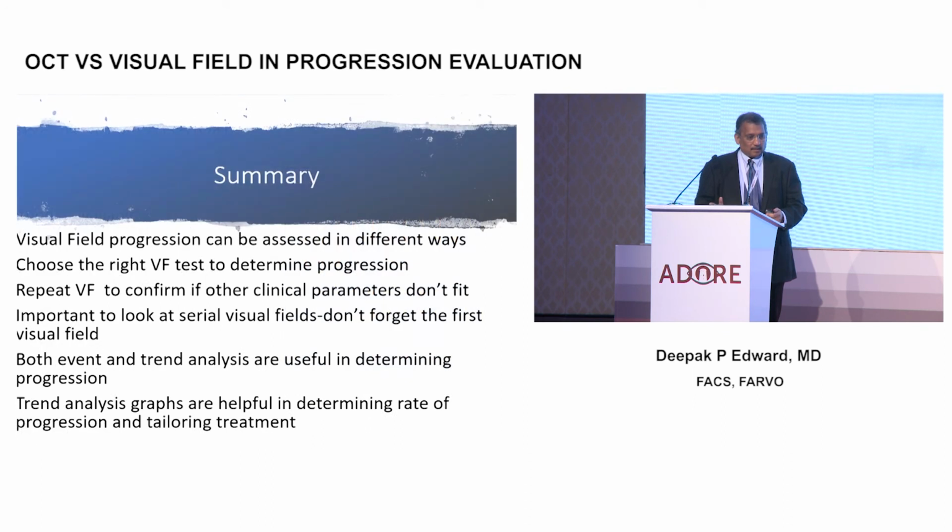So visual field progression can be assessed in different ways. We choose the right test to determine progression. Repeat to confirm, and it's important to look at serial fields. Don't forget the first visual field. Both event and trend analysis are useful in determining progression. And trend analysis graphs are usually helpful in determining the rate of progression, which is very important, and in tailoring the type of treatment you'll give a particular patient.